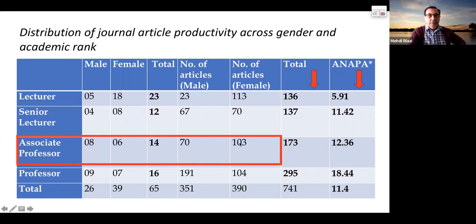Another area that we can look at is gender: in almost all ranks, female colleagues had more publications than male colleagues, but at associate professor level it's interesting because the number of female colleagues was lower than male colleagues, 6 compared to 8. But they had more publications, 103 compared to 70 for male colleagues.